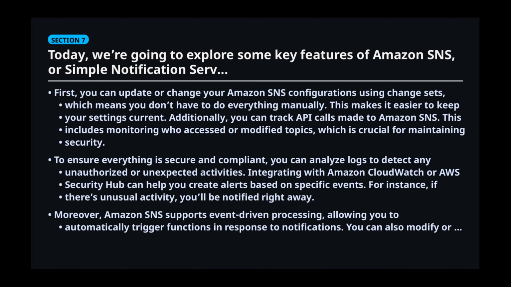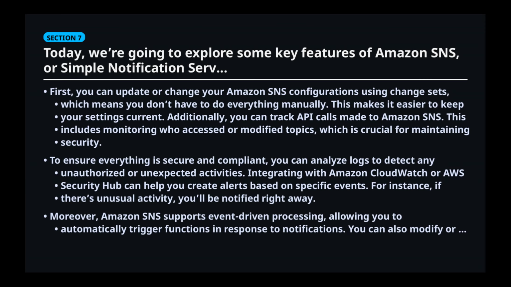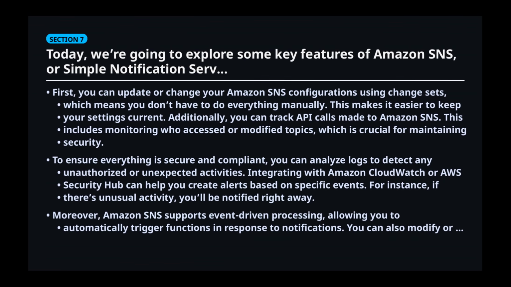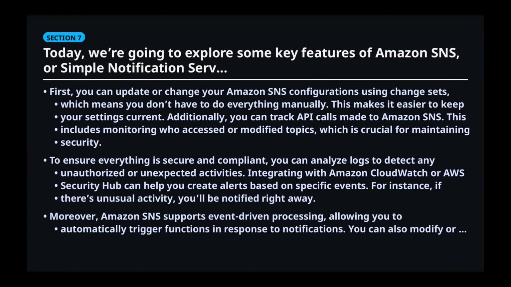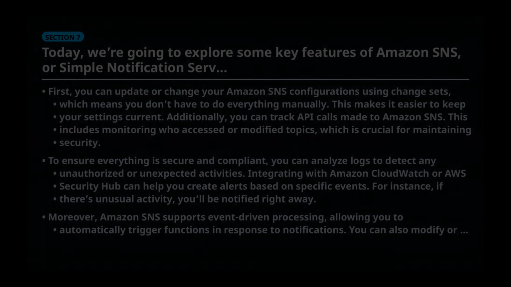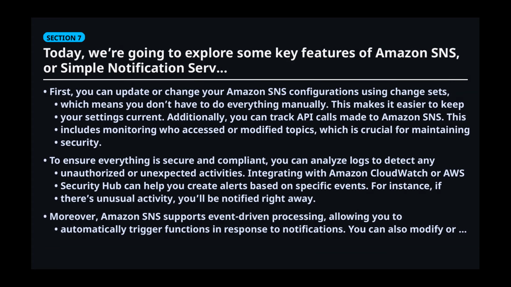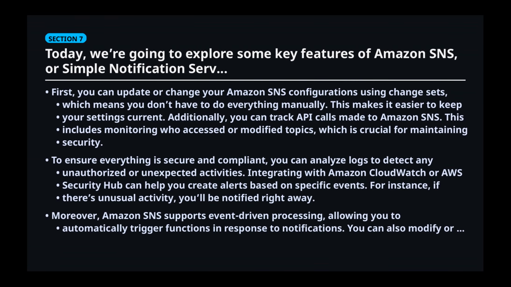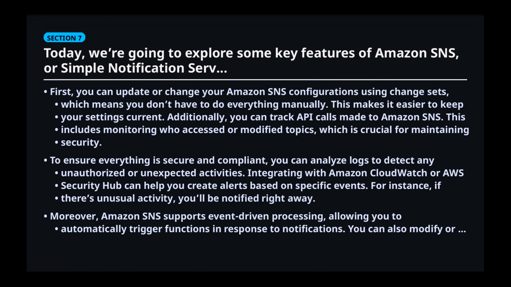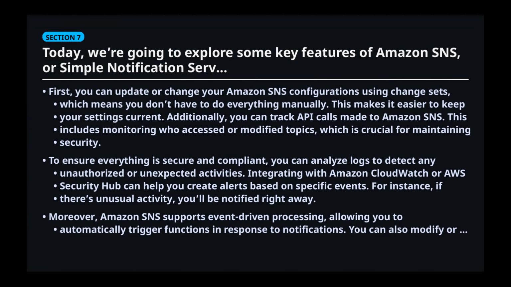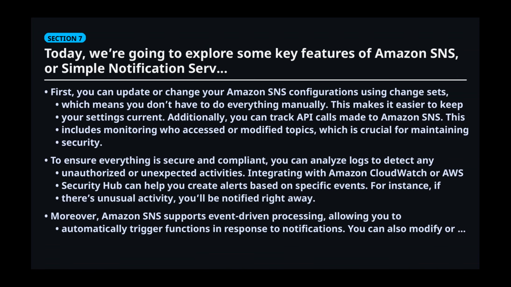Integrating with Amazon CloudWatch or AWS Security Hub can help you create alerts based on specific events. For instance, if there's unusual activity, you'll be notified right away. Moreover, Amazon SNS supports event-driven processing, allowing you to automatically trigger functions in response to notifications. You can also modify or filter messages before they are forwarded, which is useful for data transformation. In summary, Amazon SNS offers powerful tools for managing notifications, ensuring security, and automating workflows.